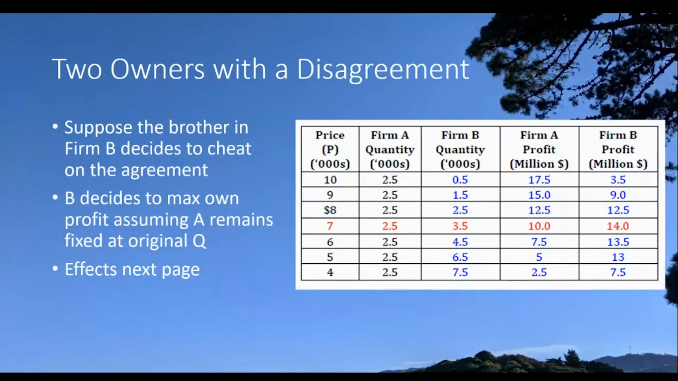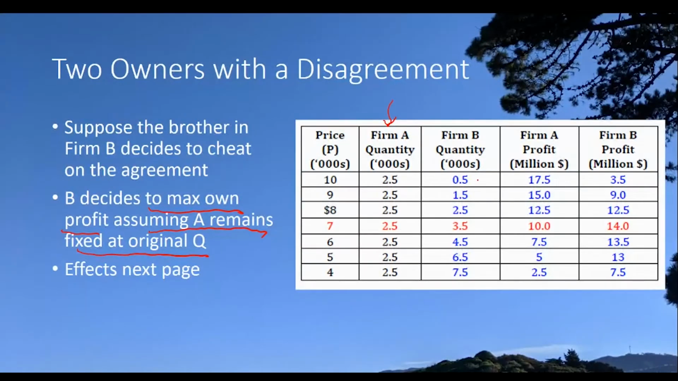All right, and here's what we're going to imagine the brother does in firm B. Decides to maximize his own profit, second bullet point here, but he's going to start by assuming that his sister A remains fixed at the original quantity. So we're going to make a very simplifying assumption here because the dynamics of these kinds of decisions could be really complicated. But we're just going to start off by saying, let's suppose the sister decides to just continue following the collusive agreement and producing 2.5 thousand diamonds each period.